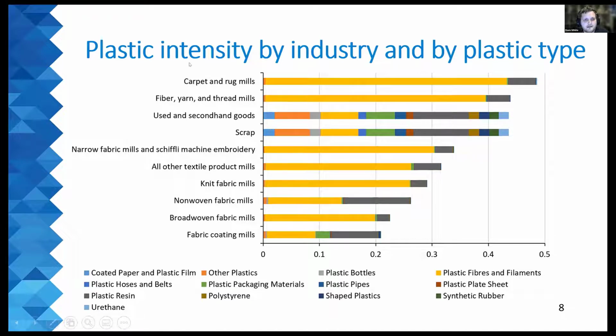There's a couple of things to note about this graph. 8 out of the 10 industries described here are related to clothing and fabric manufacturing, with the two odd ones out being used in secondhand goods and scrap. And the plastic commodity that contributes the most to plastic intensity in this graph is plastic fibers and filaments.